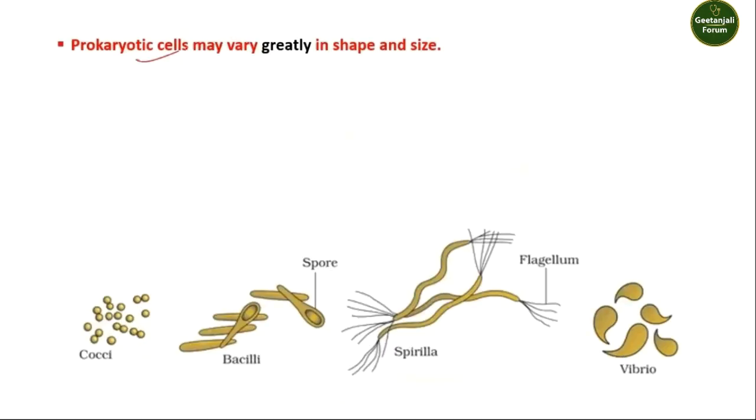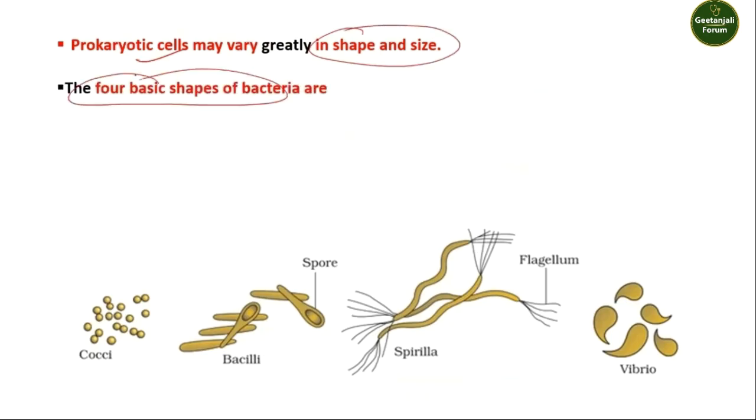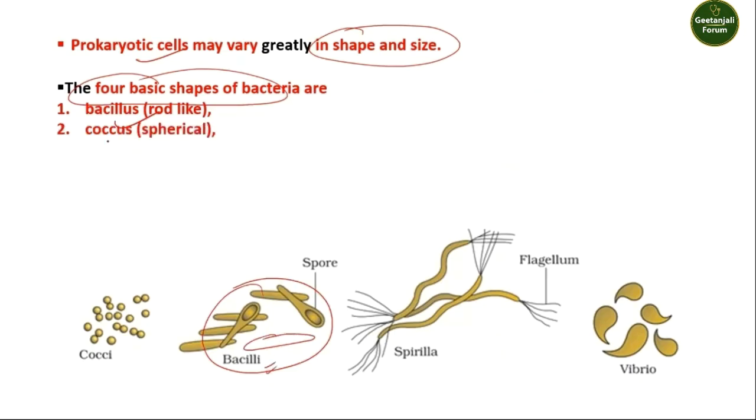Now prokaryotic cells vary in their shape and size. They have different types of shapes. Basically, they have four types of shapes. First one is bacillus, which is also known as rod-like. This is bacillus and its shape is rod-like. Second shape is coccus, which is spherical. These are the coccus. You can see these are round or spherical.